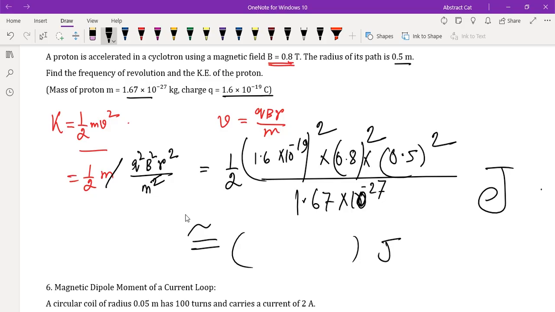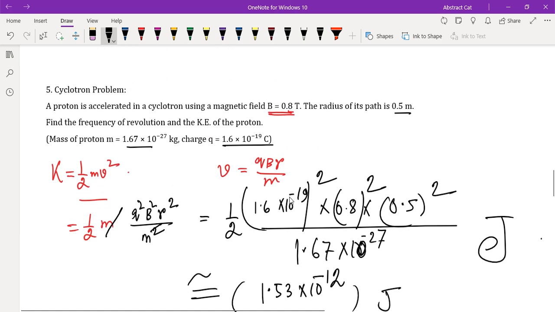So the answer we actually get is 1.53 into 10 to the power minus 12. Do it yourself, okay, and put in the comment section what answer you get. Now the next question, question number 6.